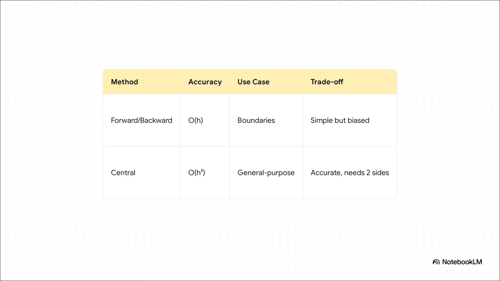You can just think of this big O notation as a rating for how quickly the error disappears as your data points get closer together. For O(h), if you cut your step size h in half, your error also gets cut in half. That's pretty good. But for O(h²), if you cut h in half, the error gets 4 times smaller. It gets better, much, much faster.